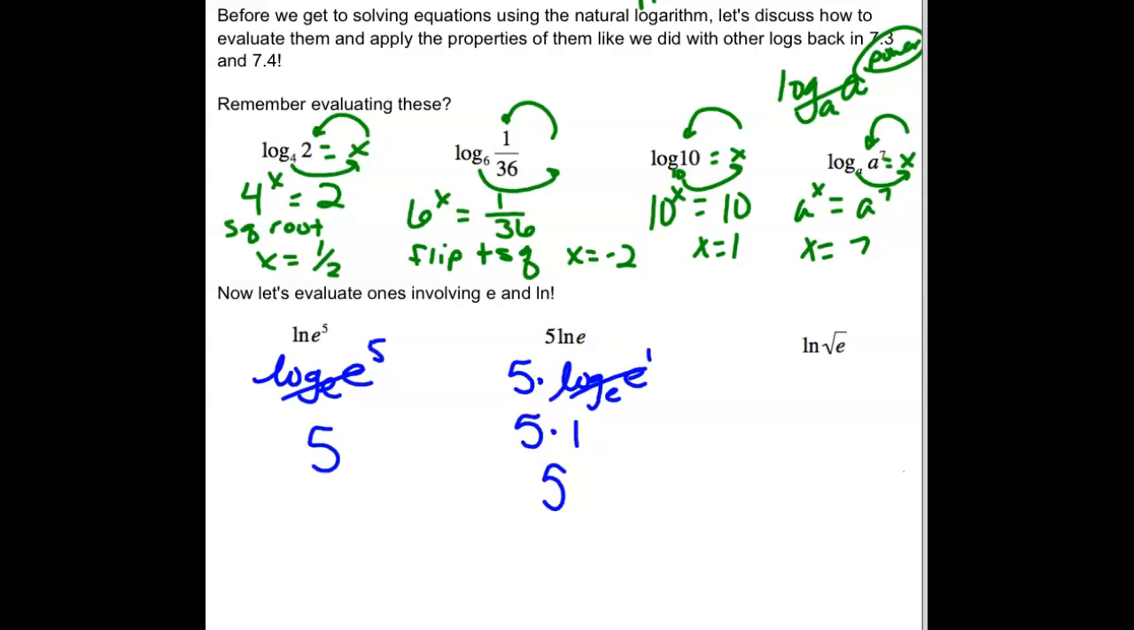For this one, we have a square root over the e, so let's think of this as the natural log of e to the 1/2 power. And again, natural log means we're looking at a base of e. So these drop out. Our answer would just be our power, which would be 1/2.